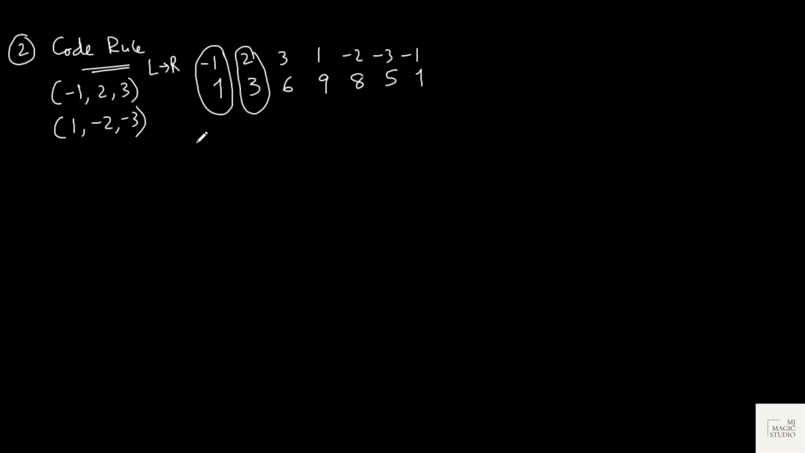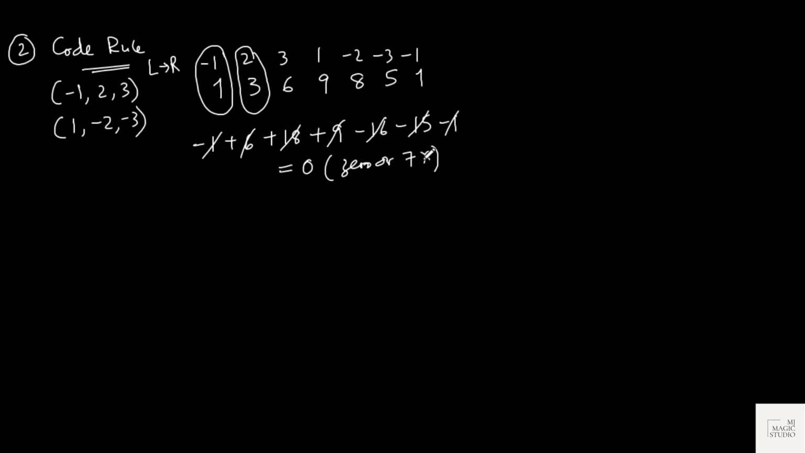So what we'll get: -1 into 1 is -1, plus 2 into 3 is 6, plus 3 into 6 is 18, plus 1 into 9 is 9, -16, -15 and -1, and now we just need to add them up. So after addition, what we'll get? 18, 24 and 23, 22 and 9 is 31, -31 is 0. So either we should get a 0 or a multiple of 7. If we get it with a positive sign or negative sign, it hardly matters.